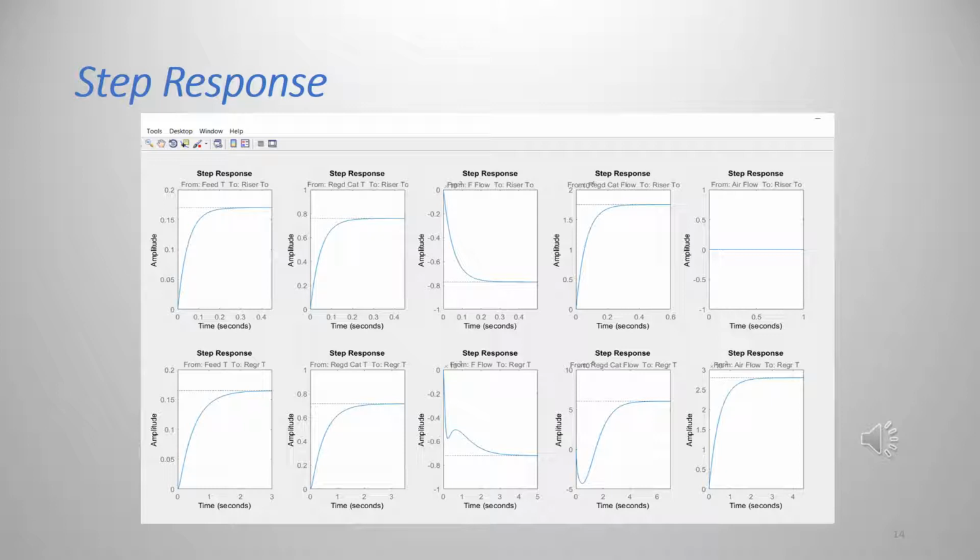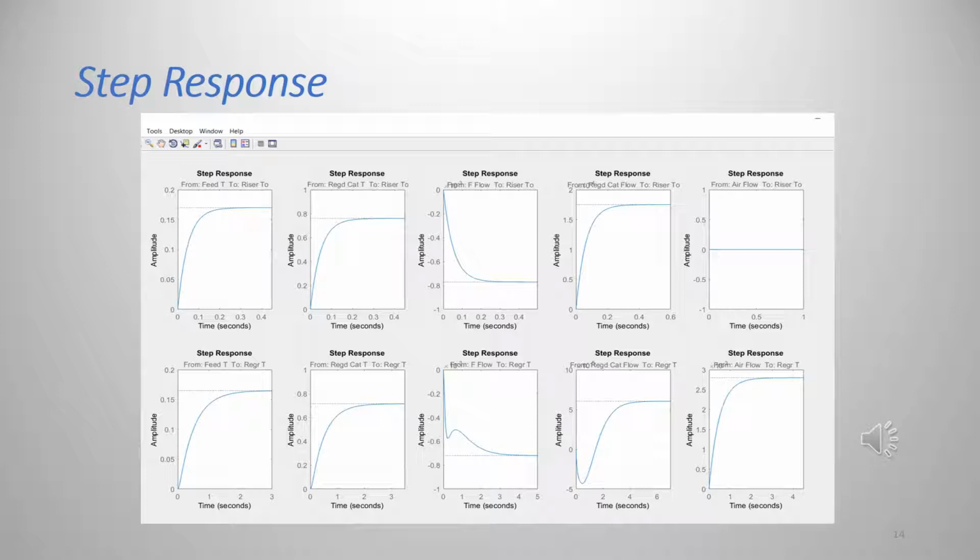Here in this slide, the step response of the whole plant is shown. Basically, we apply a step input into each input, and the output of that particular output is plotted against time. Pretty much straightforward as other chemical units, first order lag, more or less.